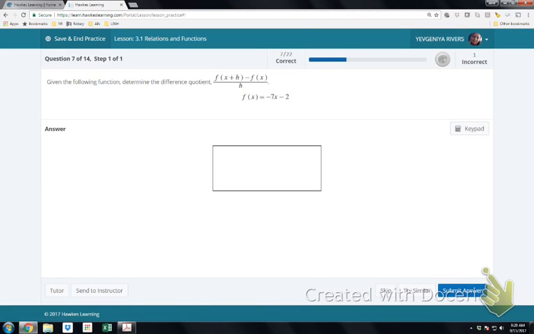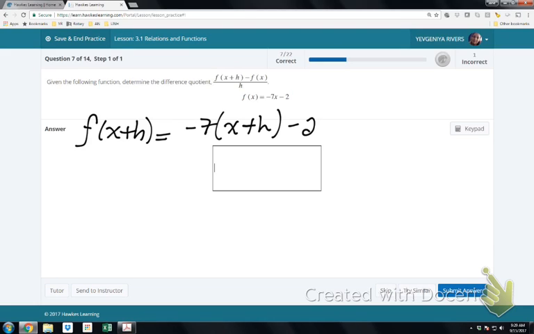Next, we'll take a look at a problem that involves the difference quotient. In particular, we have f of x equals negative 7x plus 2. The difference quotient, you'll see, will come into play more when you take calculus. So we'll need to do f of x plus h, which means replacing x with x plus h in this function, which means negative 7 times x plus h plus 2. That gives me negative 7x minus 7h plus 2.